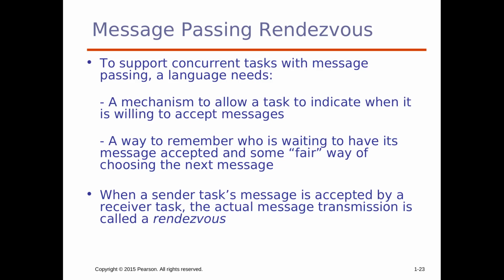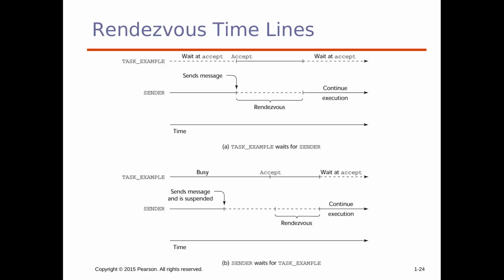And so when a sender's task message is accepted by a receiver's task, the actual message transmission is called the rendezvous. So we think about it like this, right? We have some task example. We have this accept message, right? So the task is going to wait at accept. The sender is going to send the message. When the task gets into accept, that's when the rendezvous occurs. Everything kind of worked out together, and then the task is going to go back to waiting at accept, and the sender is going to continue its normal execution.